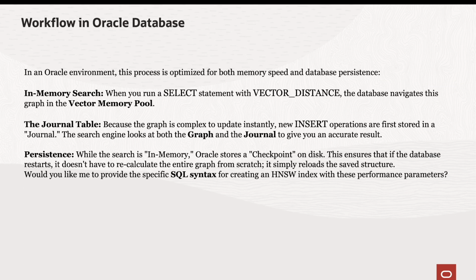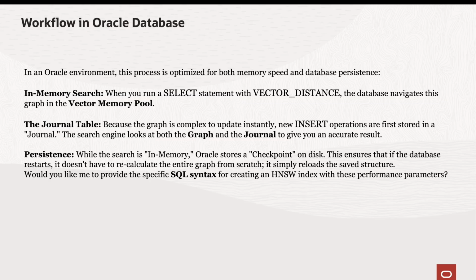This slide ties everything together into the runtime workflow inside the Oracle database. When you select with a vector distance, the search itself happens in memory. Oracle navigates the HNSW graph in the vector memory pool, which is what gives low latency similarity search.